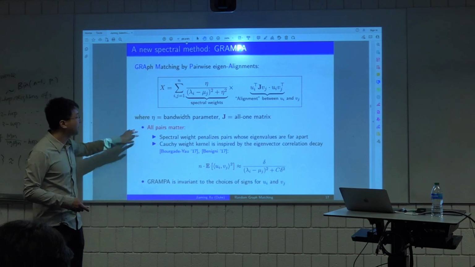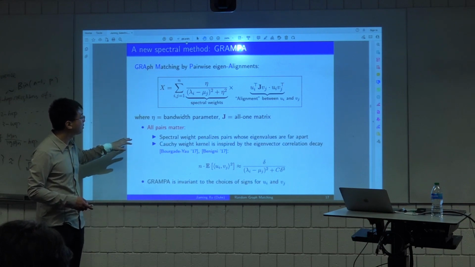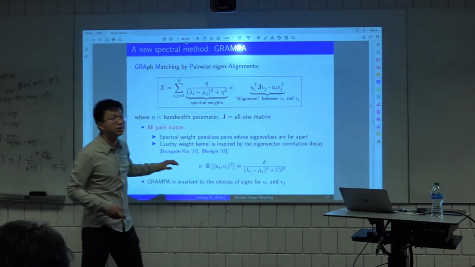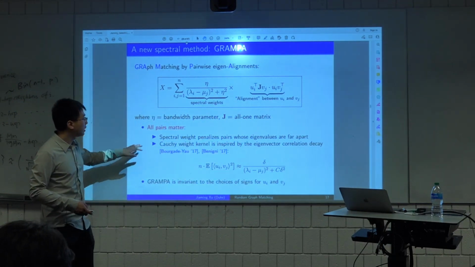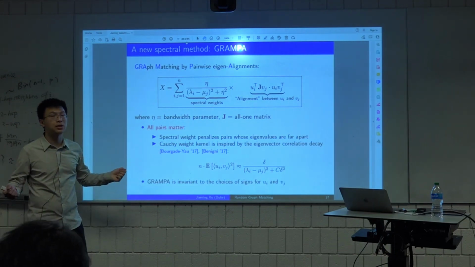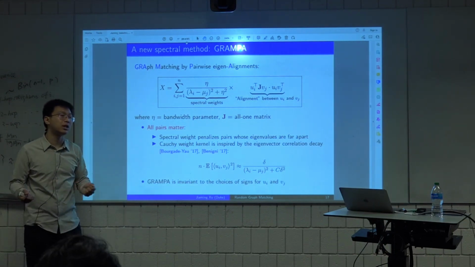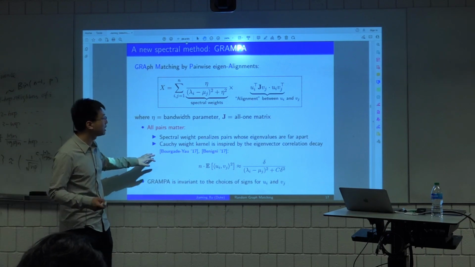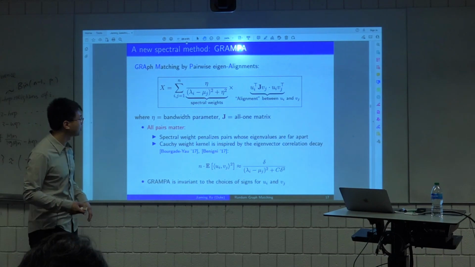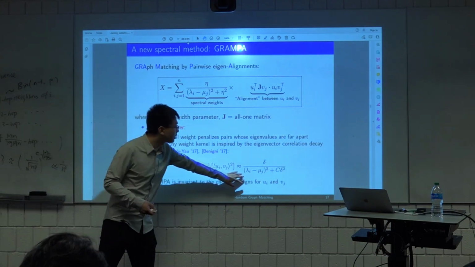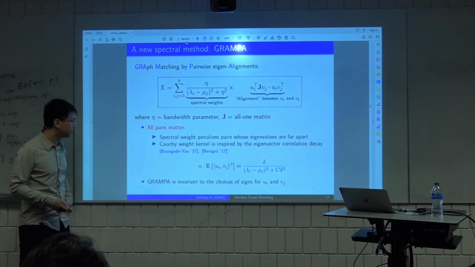Let me emphasize again, in our method the crucial thing is that all these pairs of eigenvectors matter in this construction. And we have these particular spectral weights to penalize the pairs whose eigenvalues are far apart, because we believe their corresponding eigenvectors are more decorrelated. This particular form is more or less inspired by the eigenvector correlation decay in random matrix theory. They have a very similar form to what we show here.